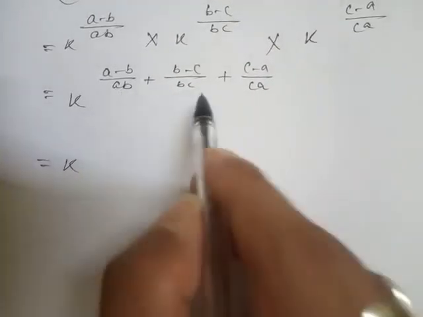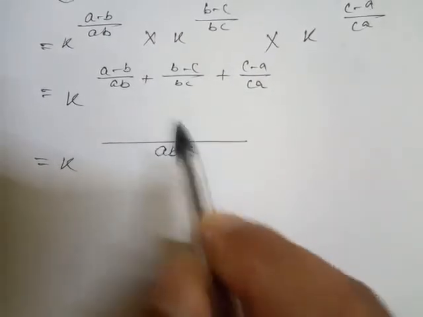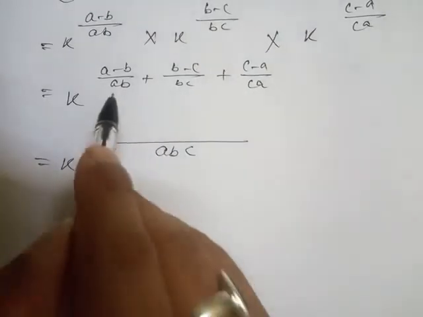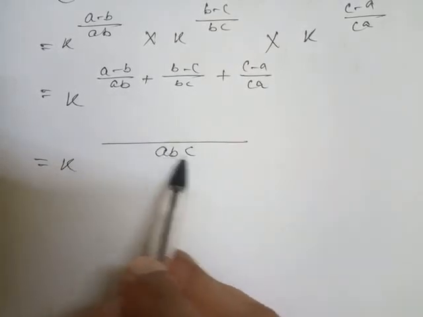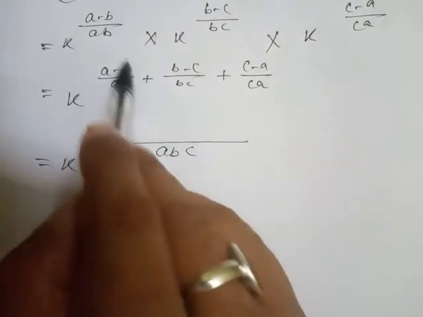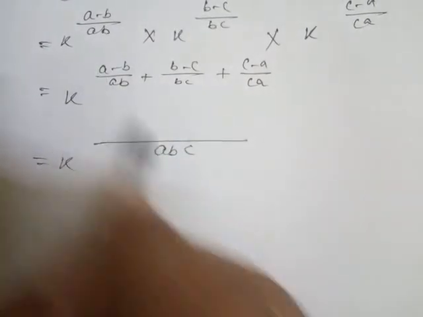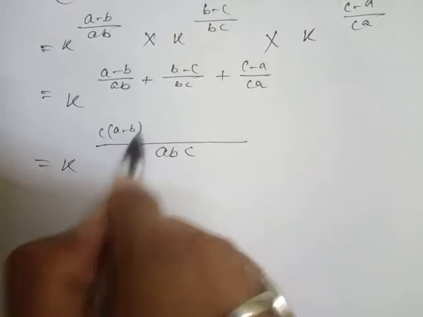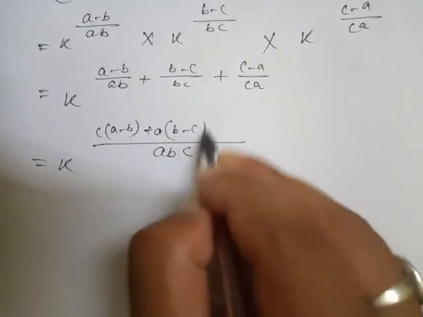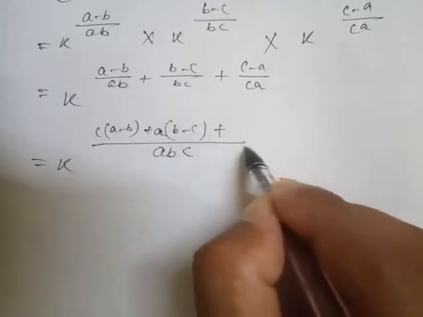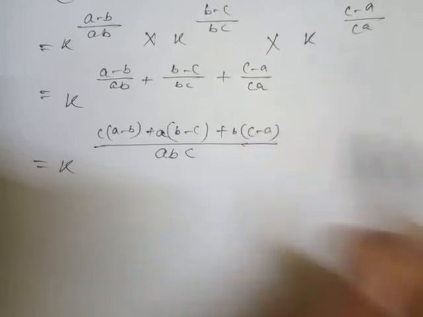Now LCM of ab, bc and ca would be abc here. Now ab and ab cancel, there is c only. I repeat again, ab and ab cancel, there is c only. Now go for the multiply with a minus b, so c multiplied with a minus b, then ac, look here, a minus b. Then bc cancel, there is a only, go for the multiplication b minus c. Then ca cancel, remaining is b, go for the multiplication c minus a.